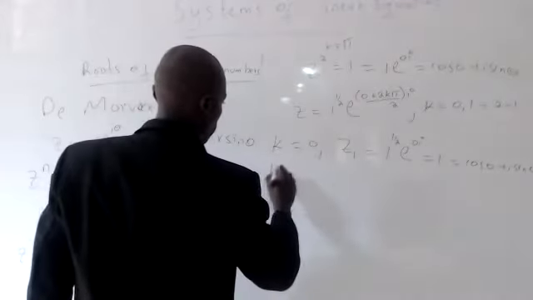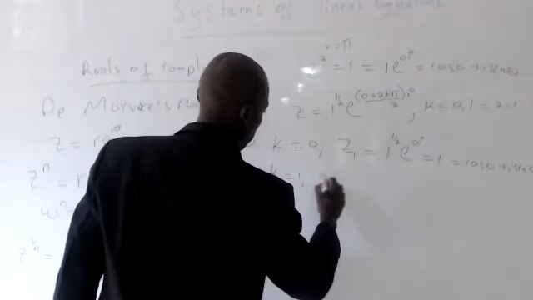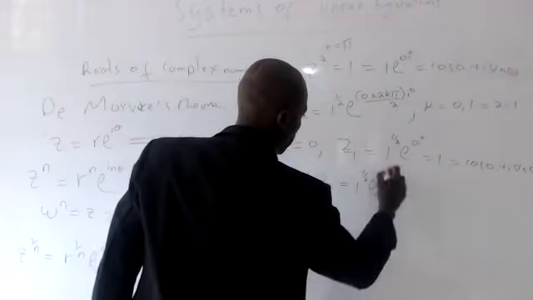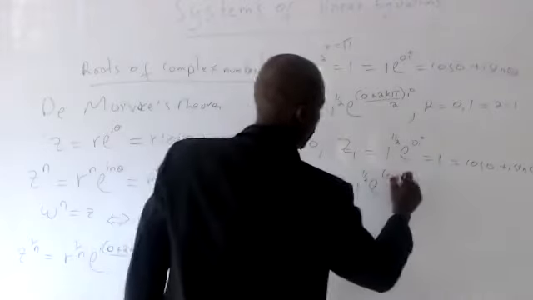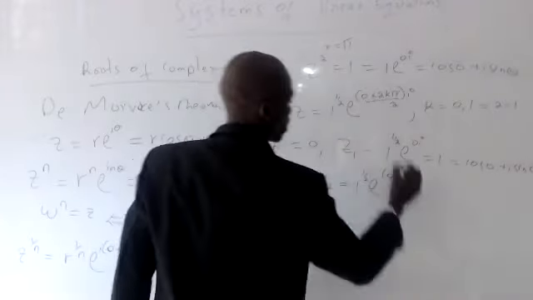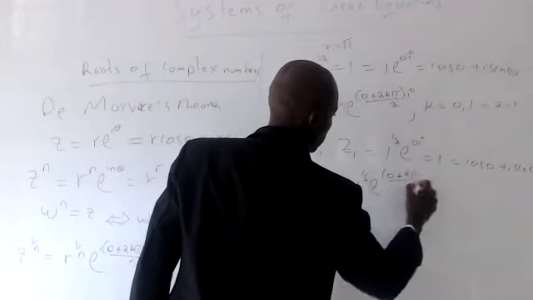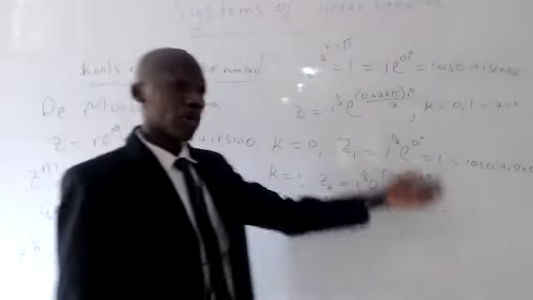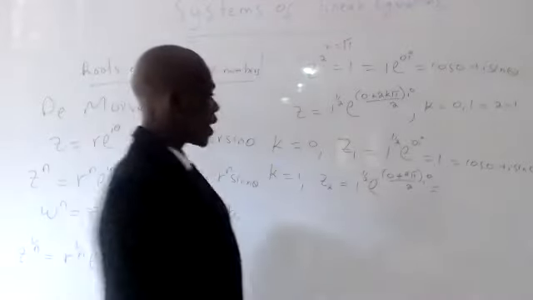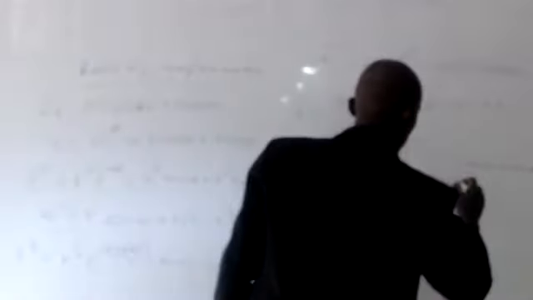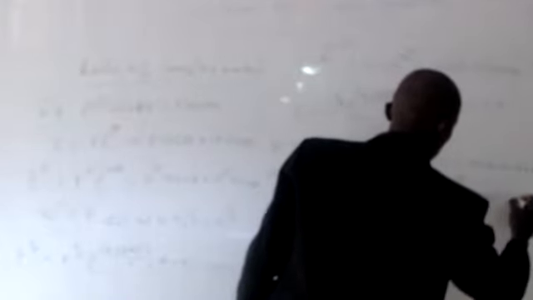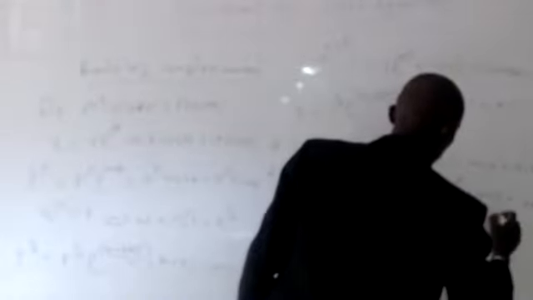The second root, so when k is 1, the second root z2 is 1 raised to a half exponent of 0 plus, I'm just substituting k is 1, so I put 2 pi divided by 2 i. Now 0 plus 2 pi is 2 pi, divide 2 pi by 2, you get pi. So this is exponent of i pi, which by Euler's formula gives you cosine of pi plus i sine of pi, and that gives you -1.